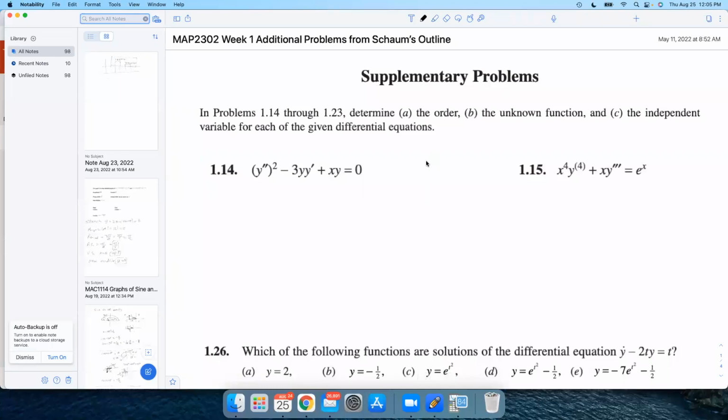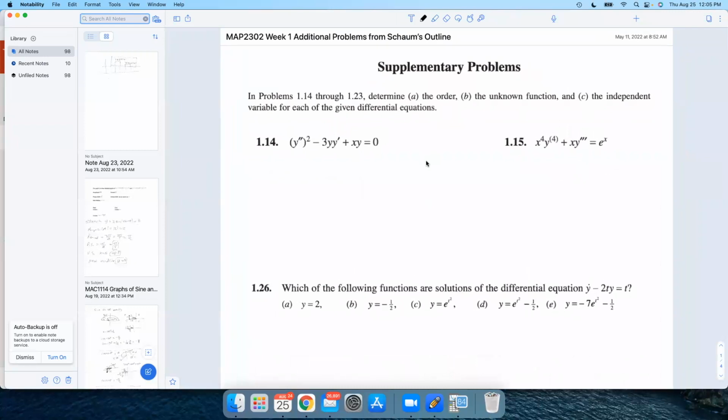Okay, so I picked out some problems from that Shams book. Remember, when we're trying to solve a differential equation, our solution is not a number, it's a function. We're trying to find, for example, here we would be trying to find some function y as a function of x that makes this differential equation true. So the first thing we really got to figure out is, what are our dependent and independent variables?